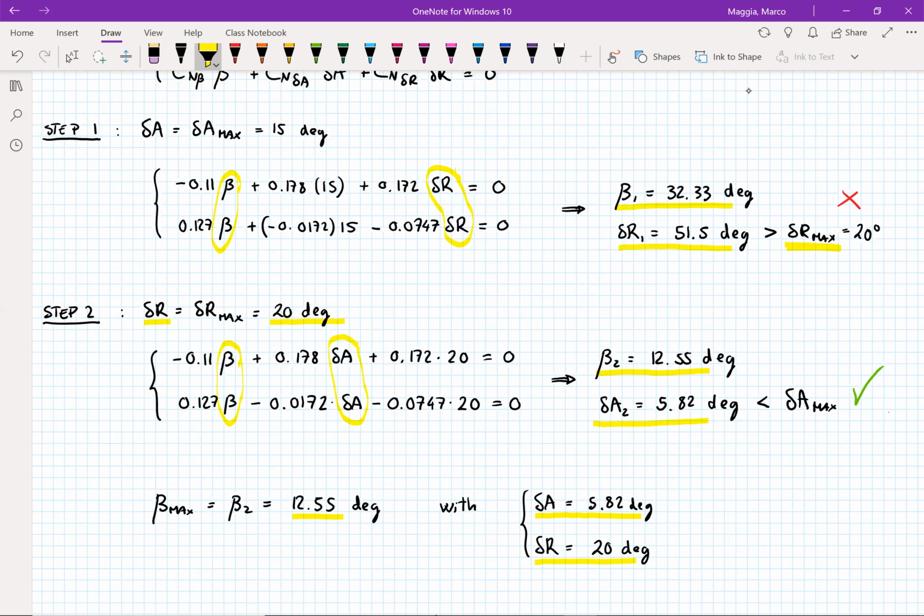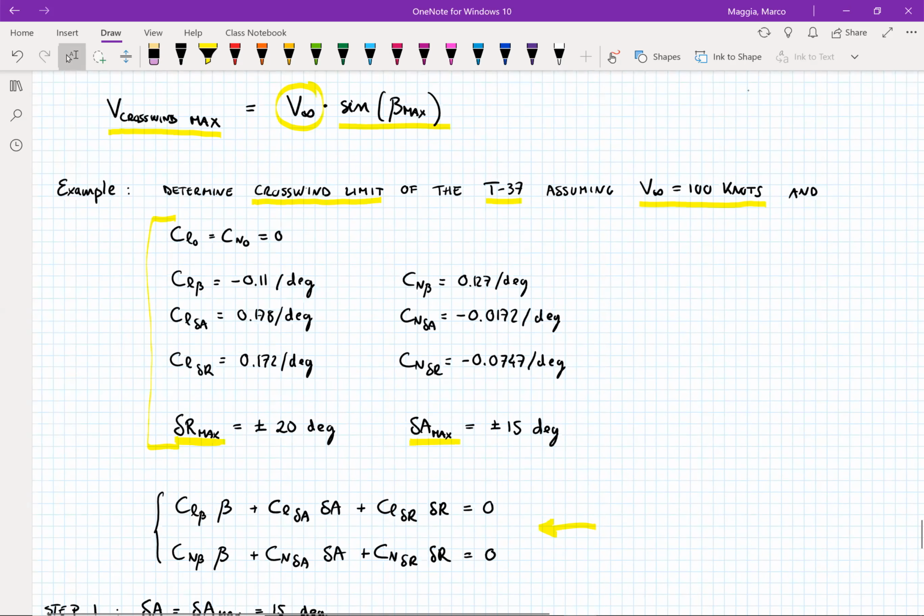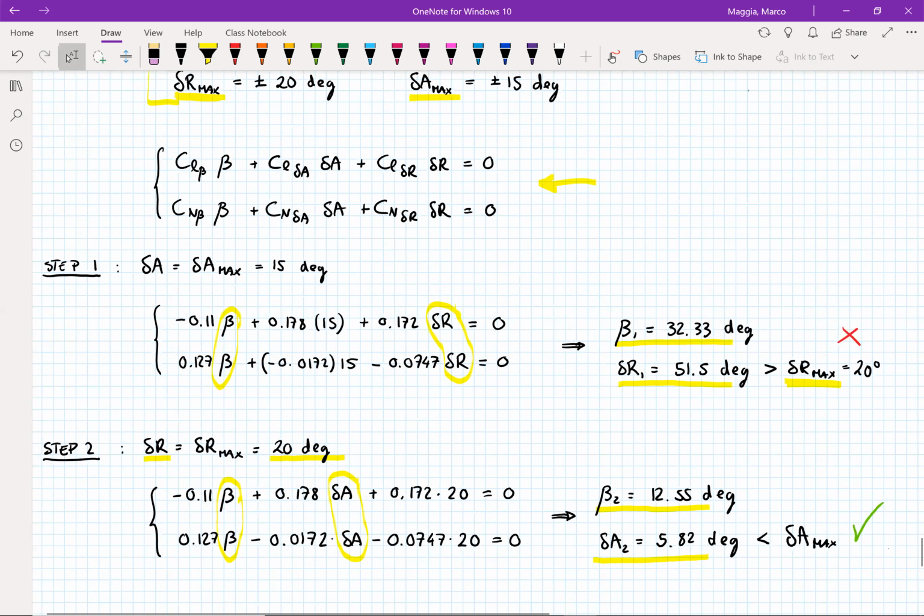Notice here that I haven't used the degree to radian conversion simply because the coefficients here, the derivatives, are already expressed in terms of 1 over degrees. So there's no need to convert the degrees into radians.